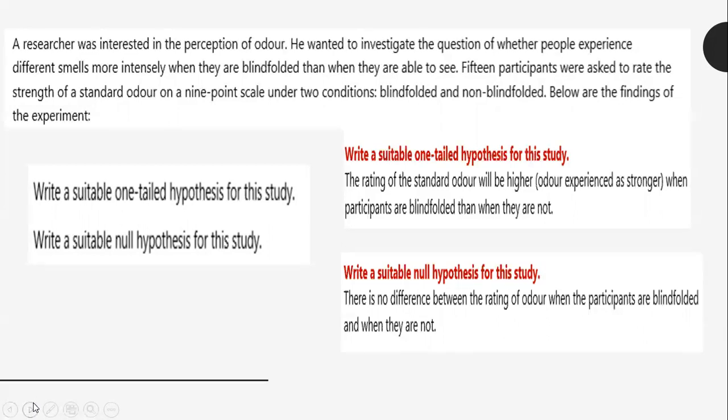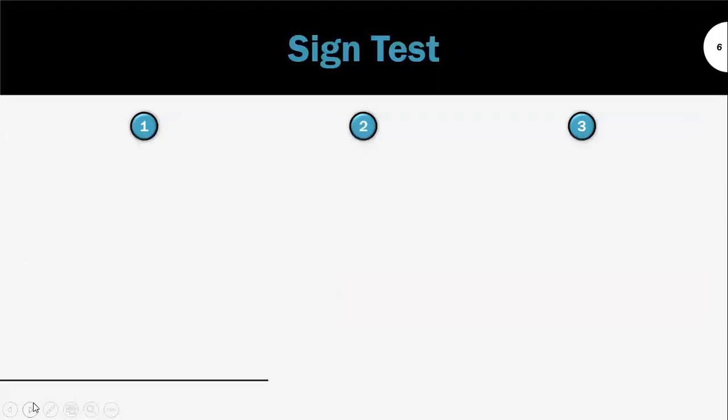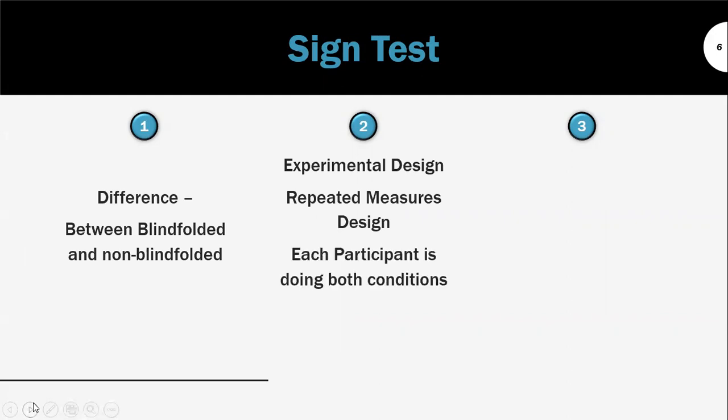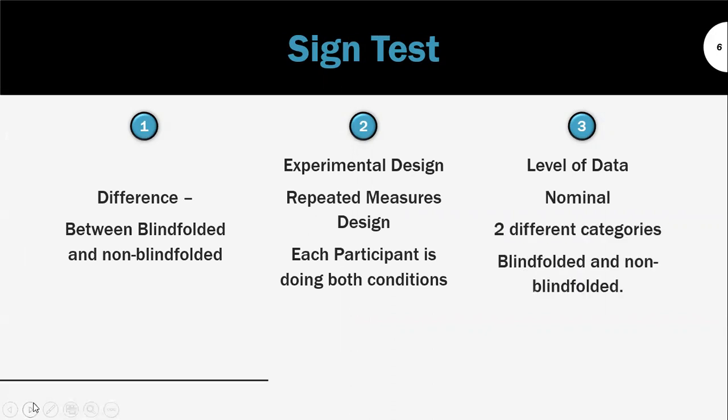Right, so we've got our hypothesis, we've done the research, and we are now going to be working out our sign test. So again, just to reiterate, the difference is between blindfolded and non-blindfolded. Experimental design, it's repeated measures design. Each participant does both conditions. The level of data, it's nominal because there's two categories, blindfolded and non-blindfolded. Right, so a nice little recap.